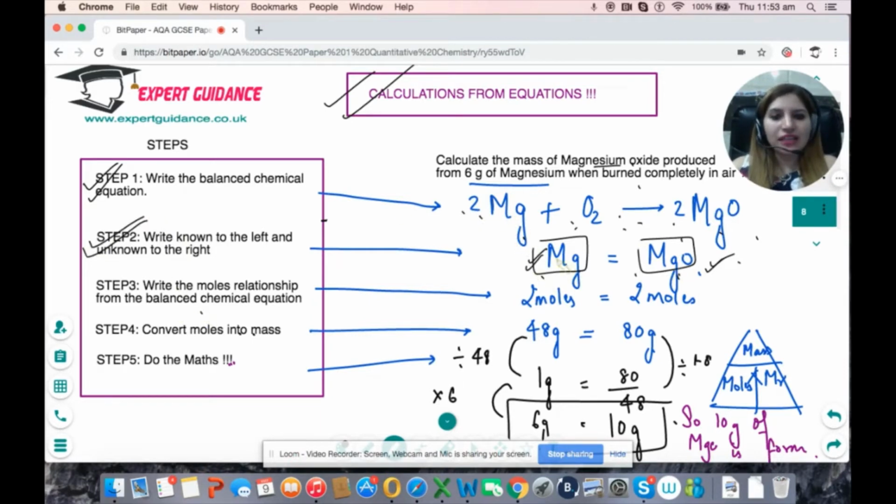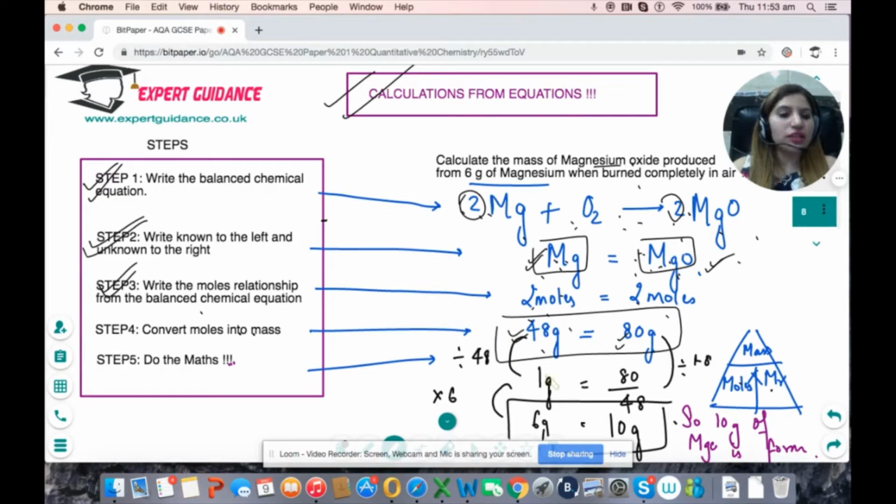Step 3 is write the relationship between the two from the balanced chemical equation. So from the balanced chemical equation, how many moles of magnesium is reacting? 2. How many moles of magnesium oxide is formed? 2. So underneath each, I'll write 2 moles and 2 moles. Next step is convert these moles into masses. So 2 moles of magnesium will be times the MR, 48 grams. 2 moles of magnesium oxide would be 2 times the MR of MgO, which is 80 grams.